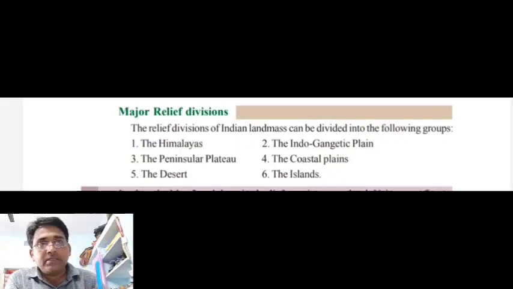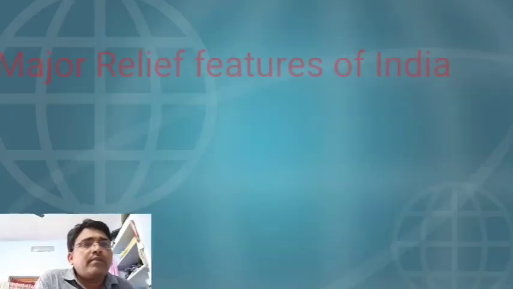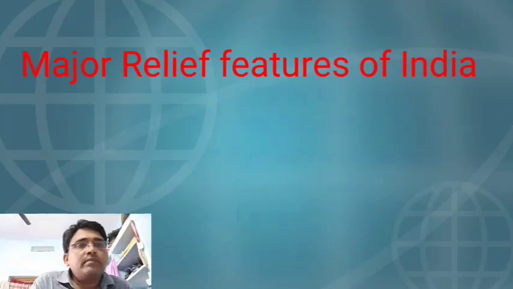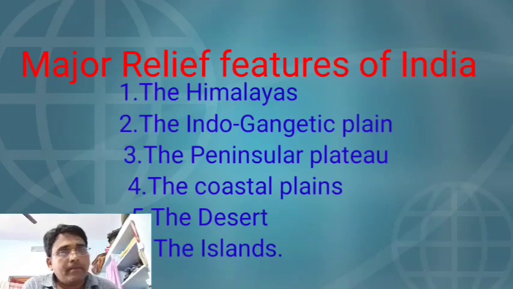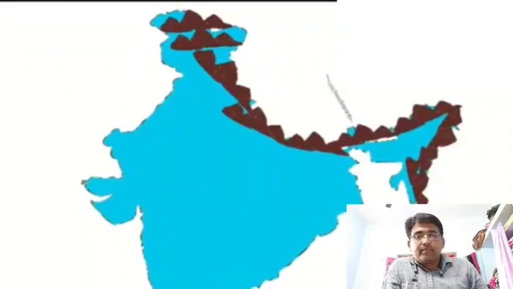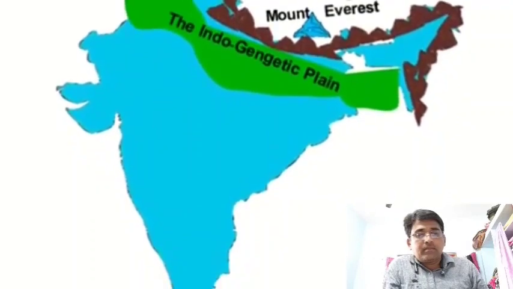What are the major relief features of India? The relief divisions of the Indian landmass can be divided into 6 parts. One, the Himalayas. Second, the Indo-Gangetic Plain or Northern Plains. Third, the Peninsular Plateau. Fourth, the Coastal Plain. Fifth, the desert, and last, the islands. Students, please observe the above map and identify where those are located.